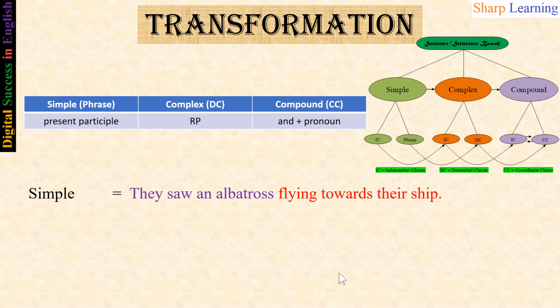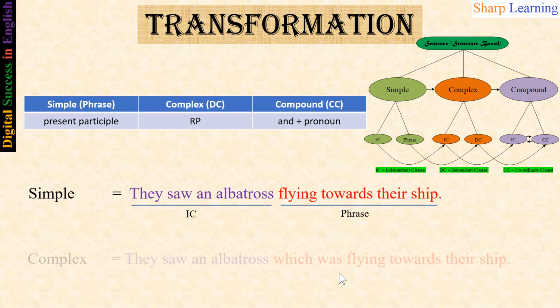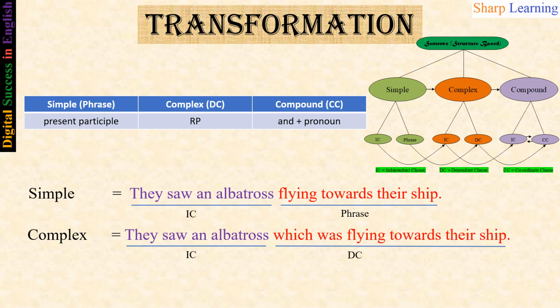They saw an albatross flying towards the ship. Here "they saw an albatross" is an IC, and "flying towards the ship" is a present participle phrase. So how can you make it complex? IC will remain IC and the phrase will become a DC. How has a phrase become a DC? "Flying towards their ship" was a phrase.